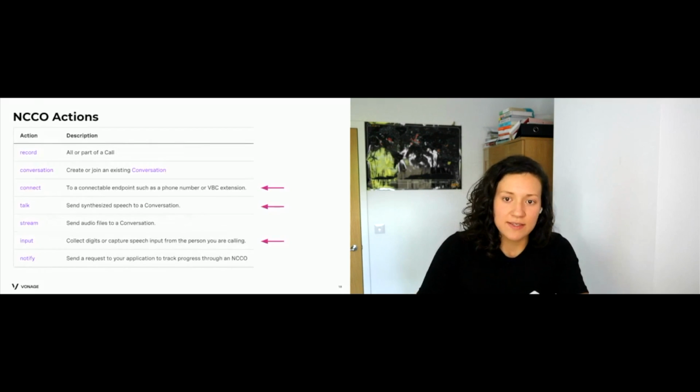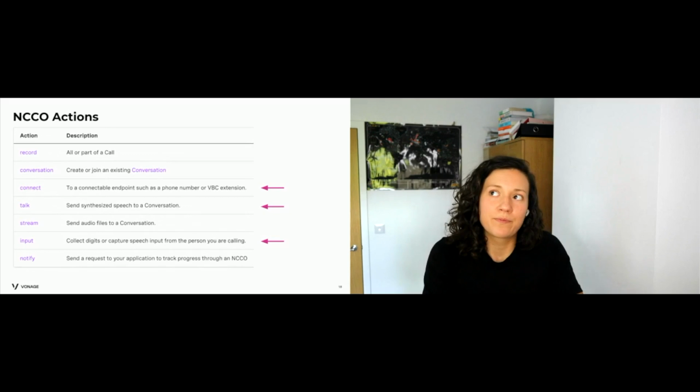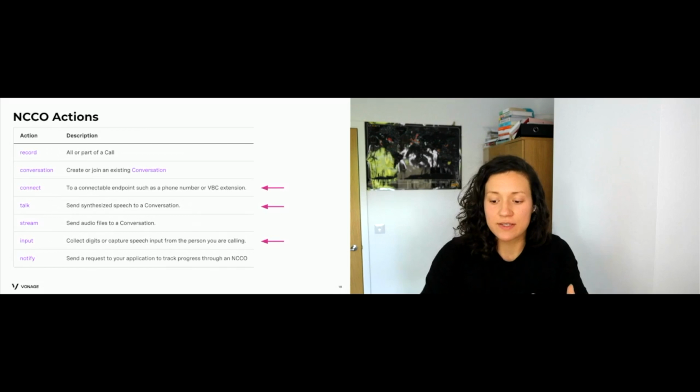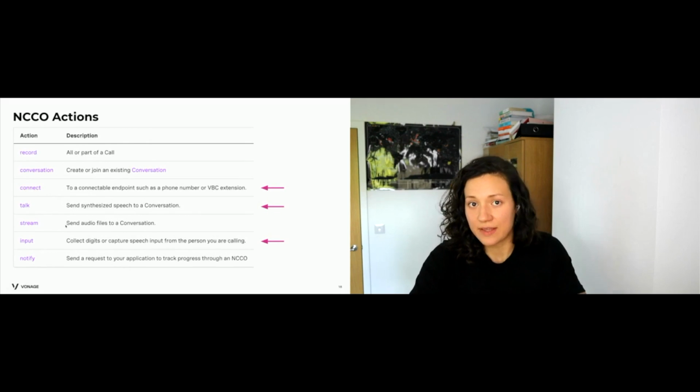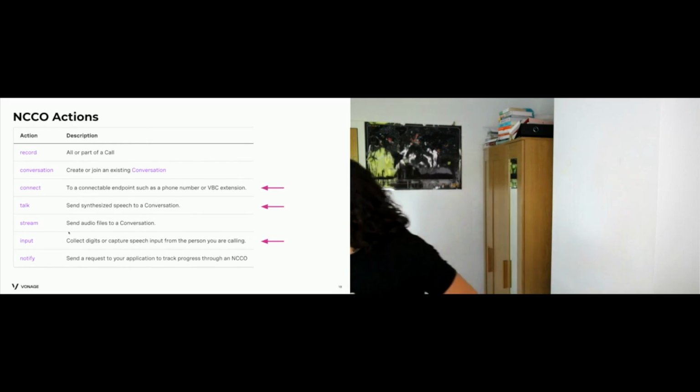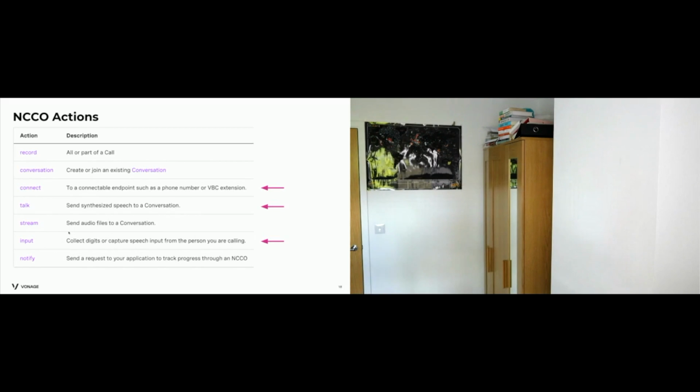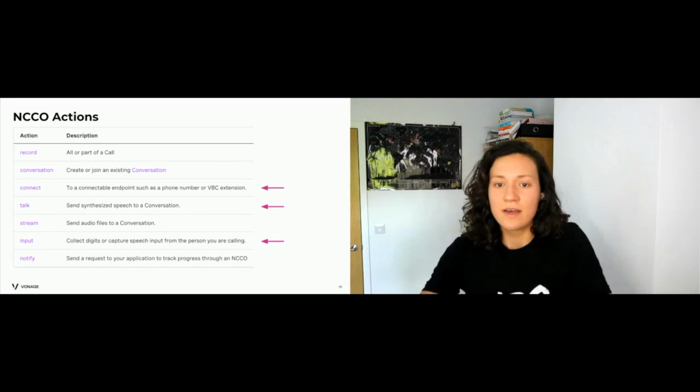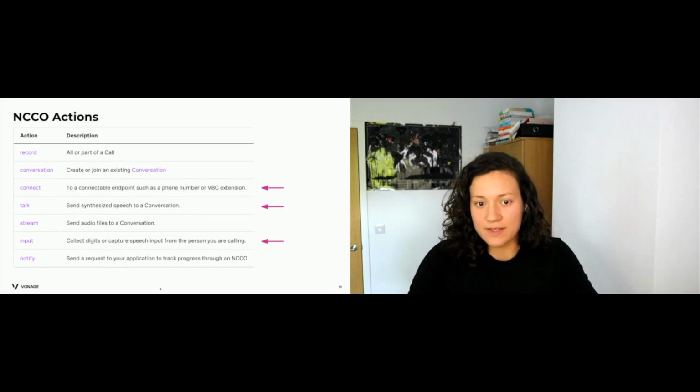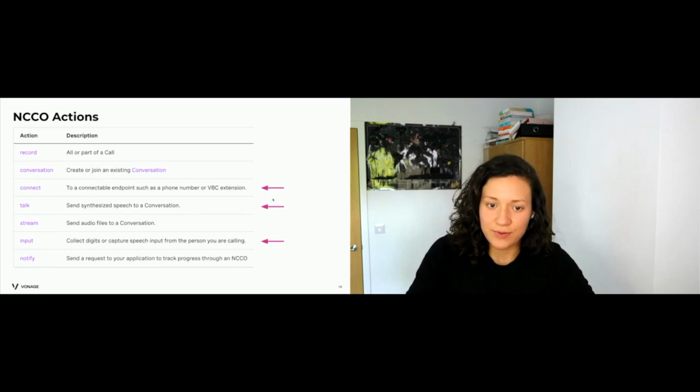And these NCCOs are JSON arrays containing one or more actions. And you can mix these to build the voice experience that you would like. So there is the list of all actions we currently have available, and the ones with the arrow next to them are the ones we are going to talk about today.